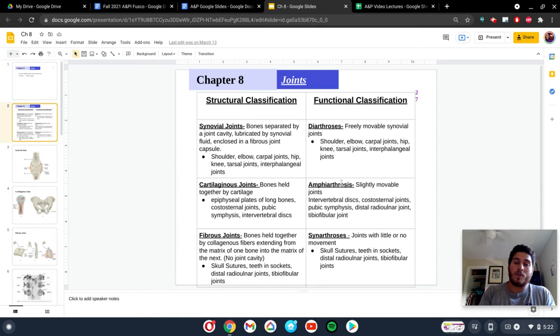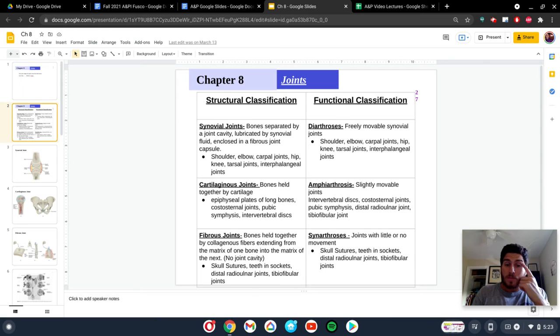The next one underneath is the amphiarthroses. These are going to be the slightly movable joints. So now you're thinking, wait, so some joints only move a little bit? Okay, I kind of figured that. These are going to be like the intervertebral discs in our spine, our costal joints, and the pubic symphysis. This is the joint that's going to move ever so slightly during childbirth to allow the passage of the baby, as well as a joint in our forearm. So these are only a little bit of movement.